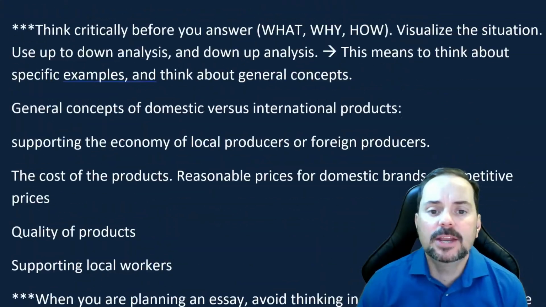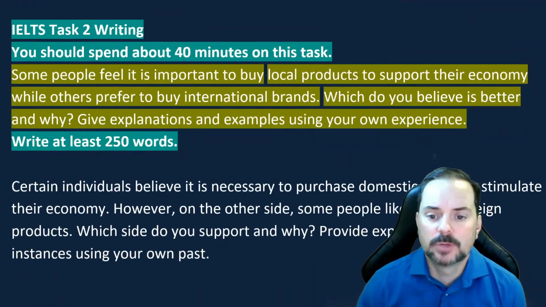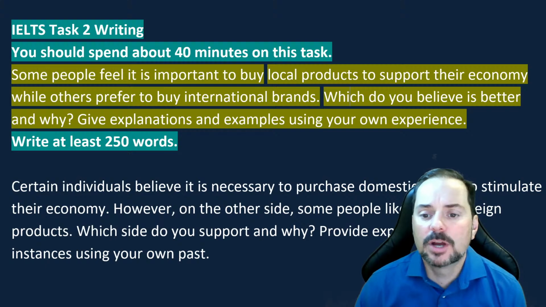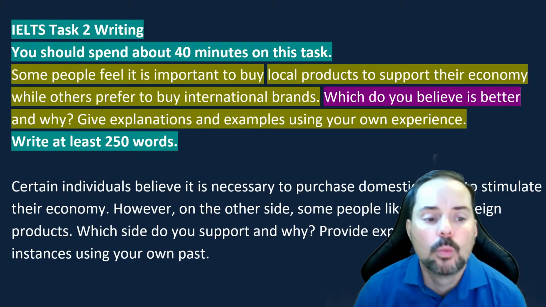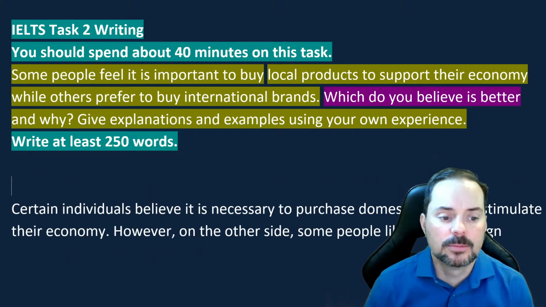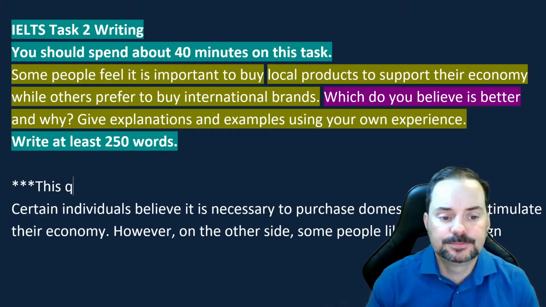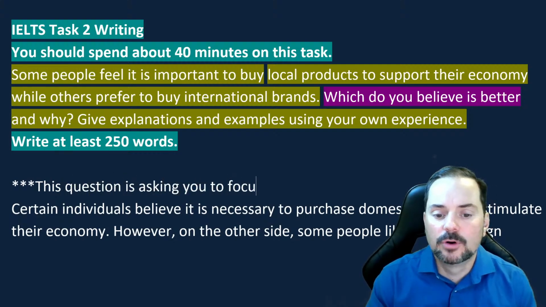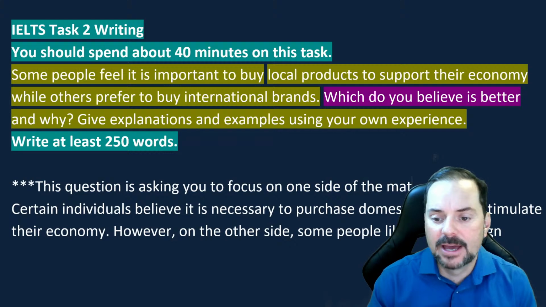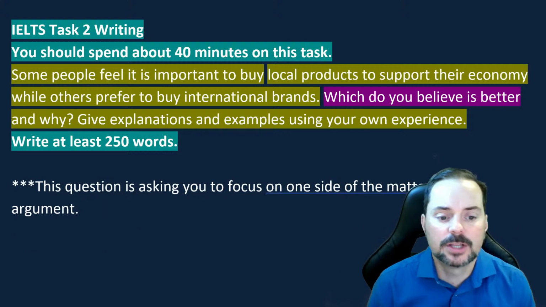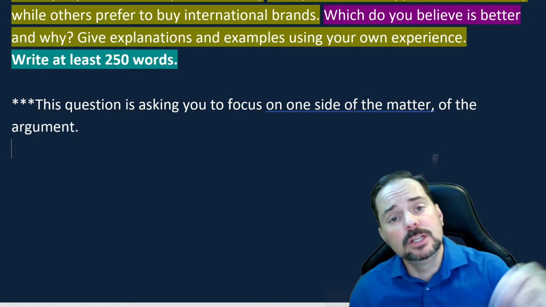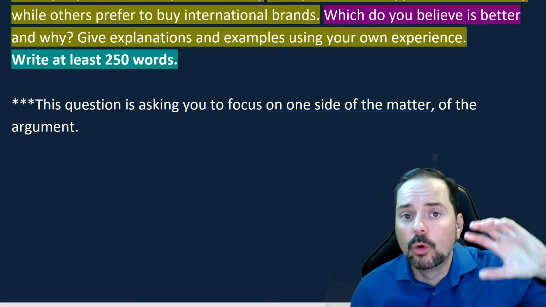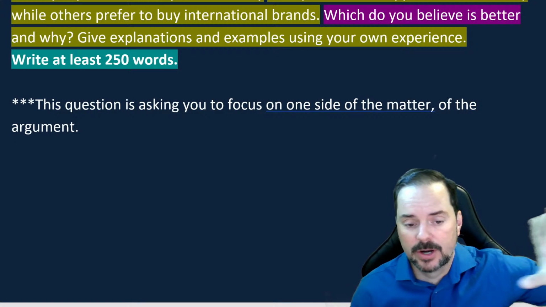Okay, so here we go back to the original question. And the question is, which do you believe is better? So we focus on one side of this argument, okay? So this question is asking you to focus on one side of the matter, of the argument. All right, so you can mention the other side as a comparison, but you need to focus on one side. So you don't need to write a whole paragraph about the side that you disagree with. All right, let me show you how to do this.